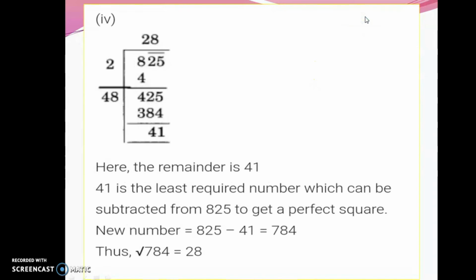Now children, fourth part is 825. In this case, remainder is 41. So 41 is the least required number which can be subtracted from 825 to get a perfect square. So the new number is 825 minus 41, that is 784, and its square root will be 28.